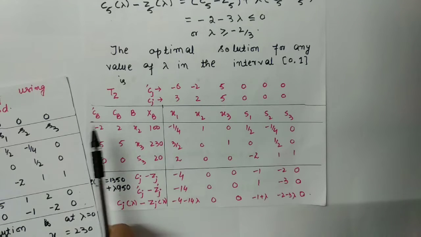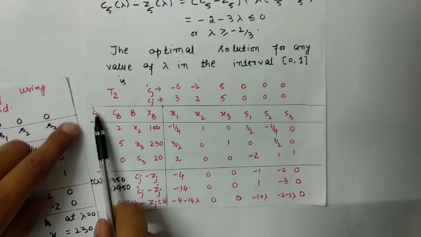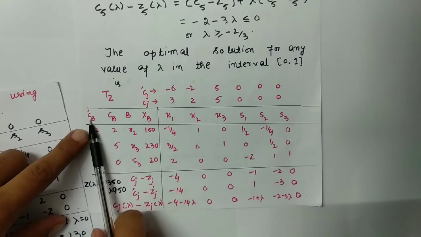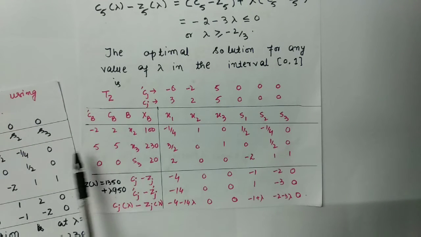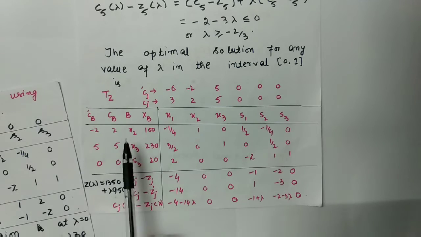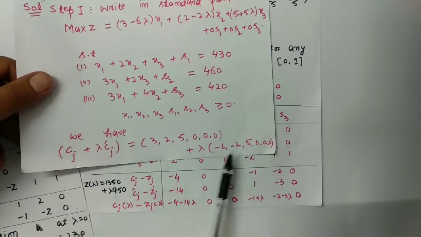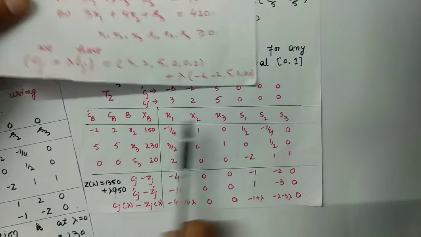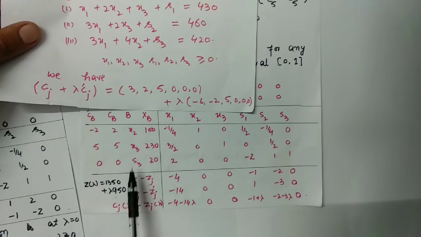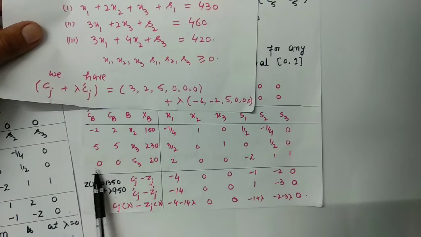How will we find it? After writing C dash b. What is C dash b? C dash b is the coefficient of the base. The coefficient of the base here is x2, x3 and s3. Corresponding to S2 is minus 2, so I had written here minus 2. Corresponding to x3 is 5, so I had written here 5. And corresponding to s3 is 0, so I had written here 0.